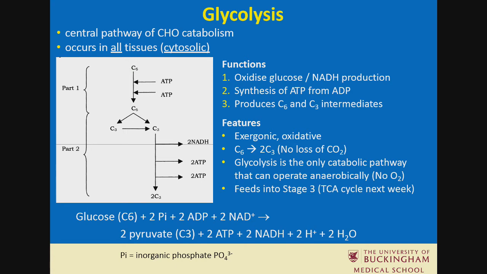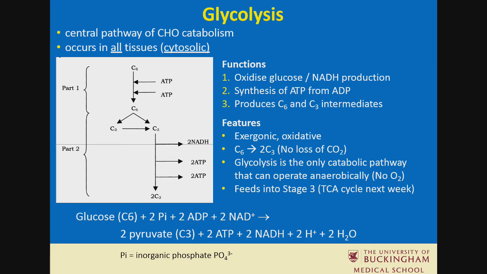We'll look at how glycolysis can operate anaerobically and why that might be important for some tissues to be able to operate under anaerobic conditions. The main role, though, that we'll look at is that this is going to feed into stage 3, the Krebs or the TCA cycle or the citric acid cycle, three names for the same thing, that we're going to look at next week.